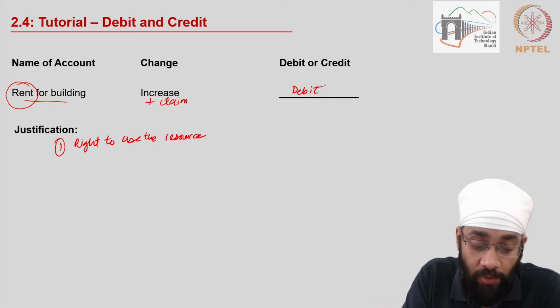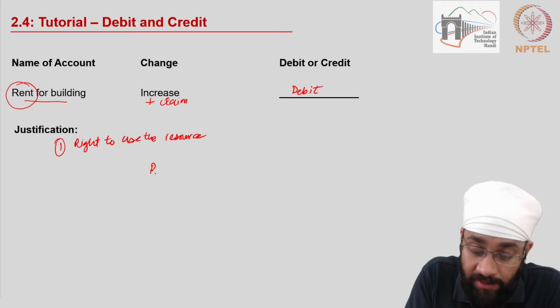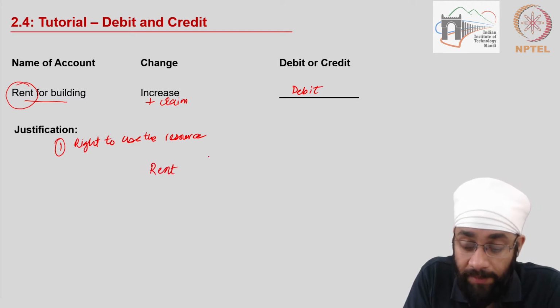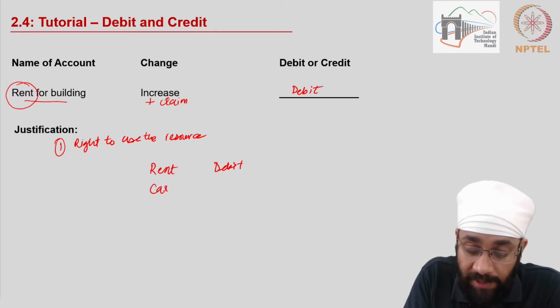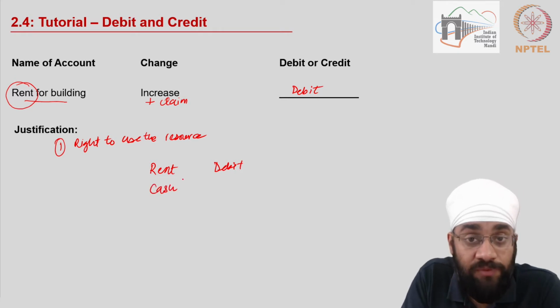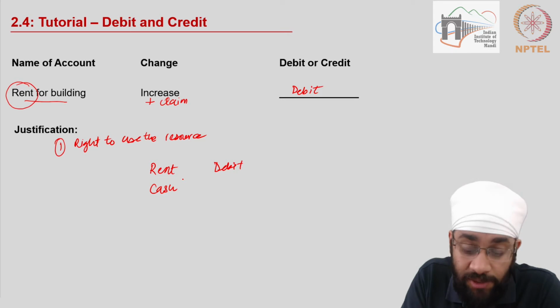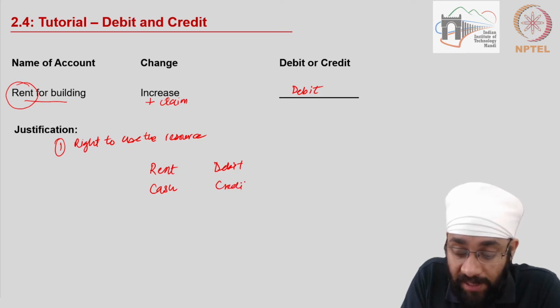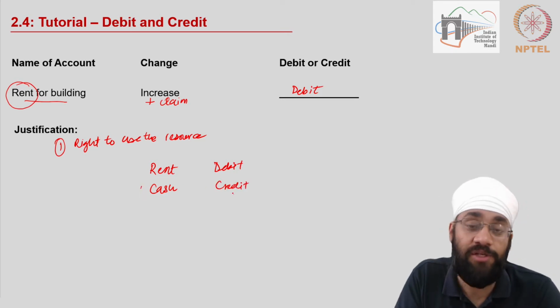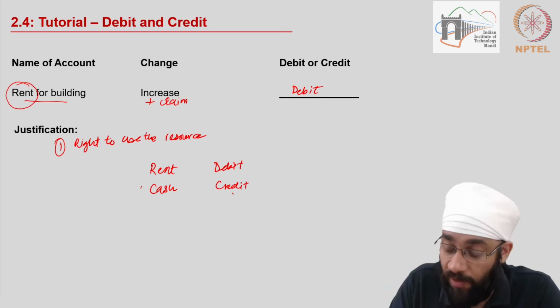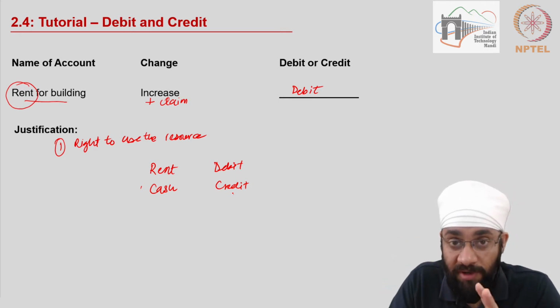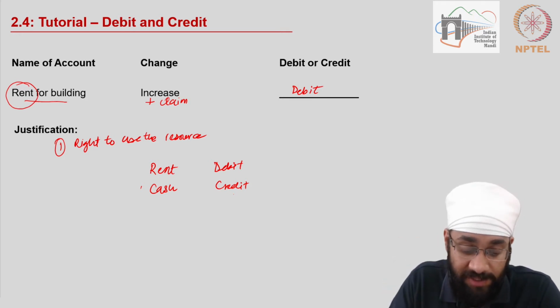The other side of the coin is that rent is being paid, so the right is going up, but what is also happening is you are paying cash for it, so your claim on the cash is going down. So the other side is that you do a credit to the cash account. More on that as we move forward, but I'm giving you a preview of what is to come in the next videos as well.